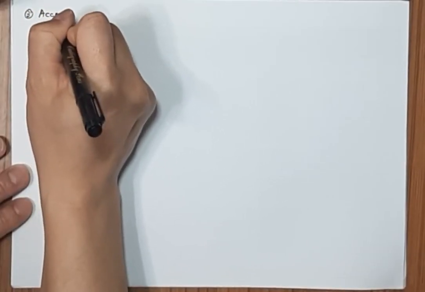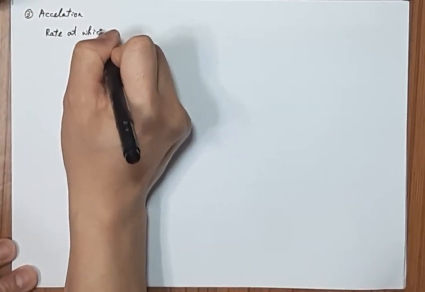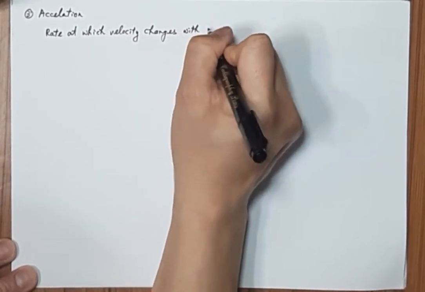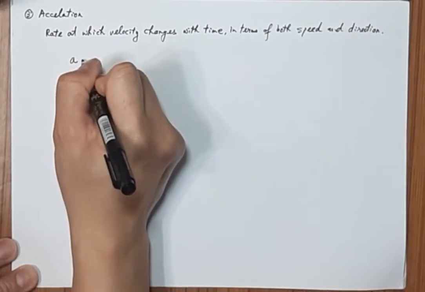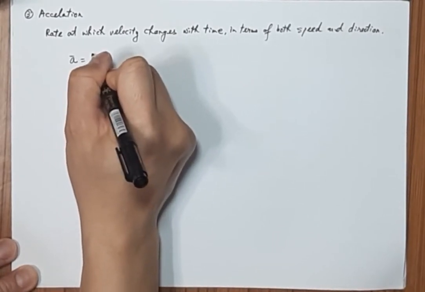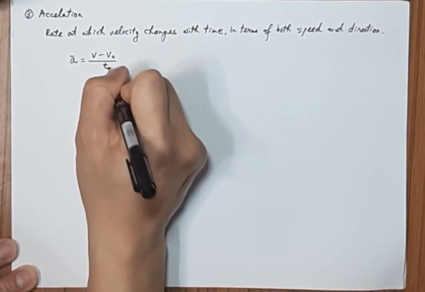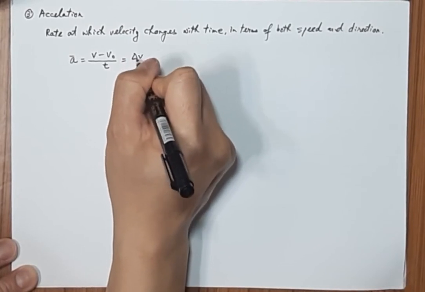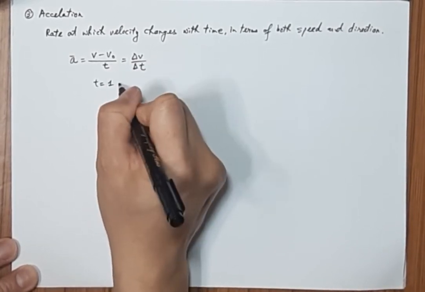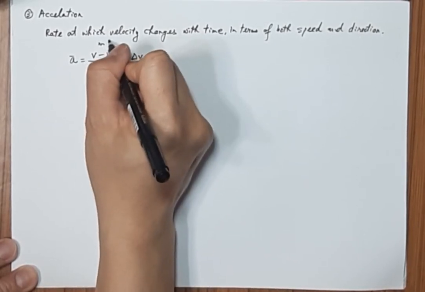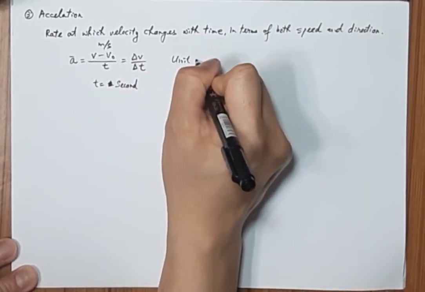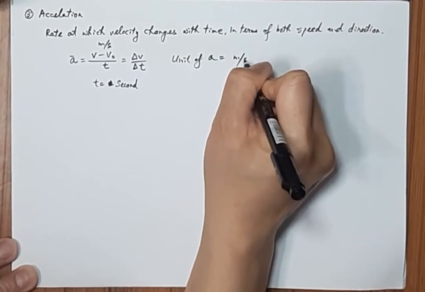Next, we talk about acceleration. Acceleration is the rate at which the velocity changes with time, in terms of both speed and direction. So we have the formula: the mean acceleration is the final velocity minus the initial velocity, over the time. The time unit is usually seconds, and the velocity is usually meters per second. So the unit of acceleration is meters per second squared.